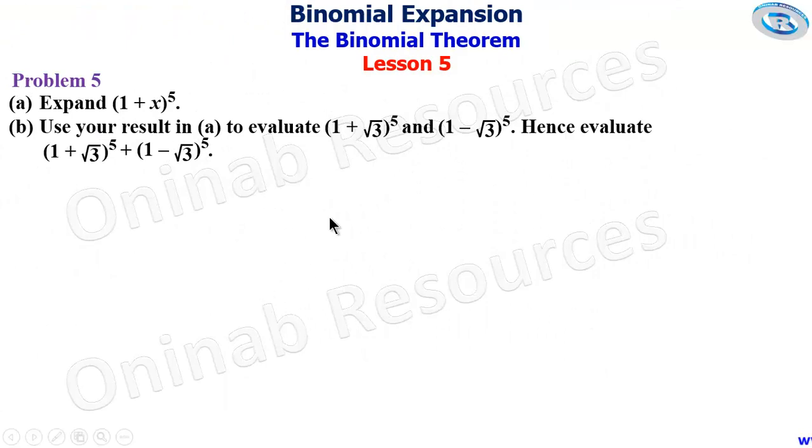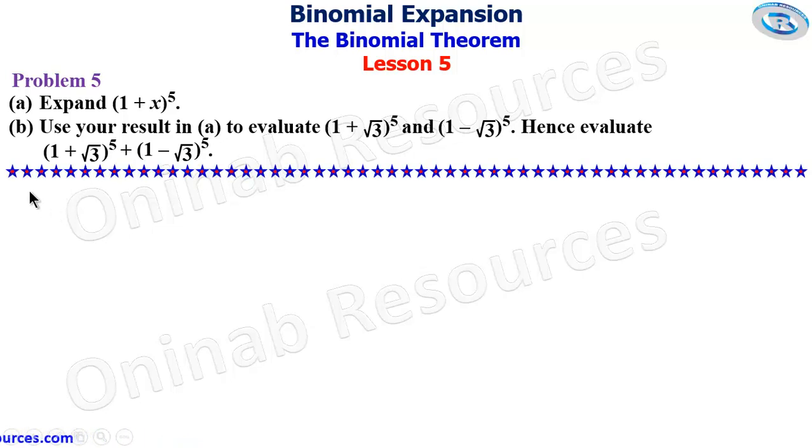For problem 5, we have a and b. First we expand. B, use your result in a to evaluate 1 plus root 3 all to the power of 5 and 1 minus root 3 all to the power of 5. Hence, evaluate 1 plus root 3 to the power of 5 plus 1 minus root 3 to the power of 5. So we start with the a part of the problem.